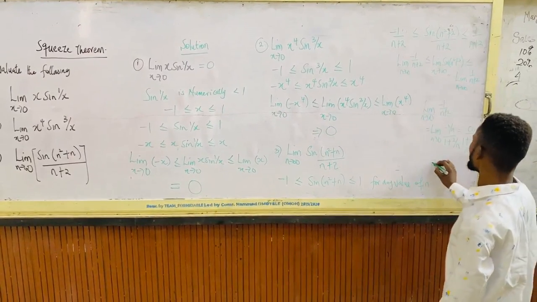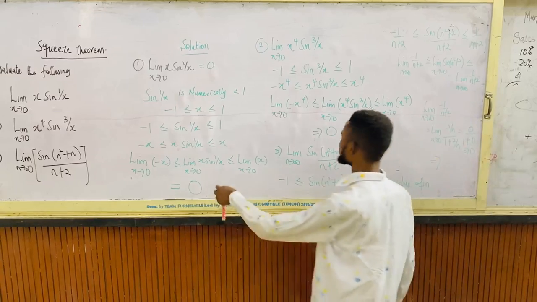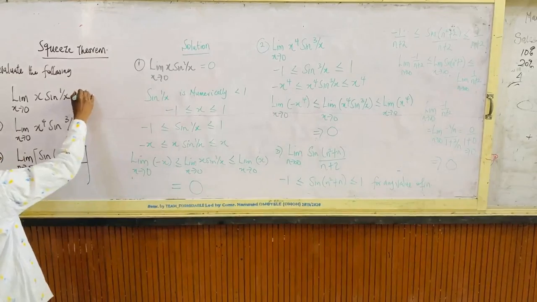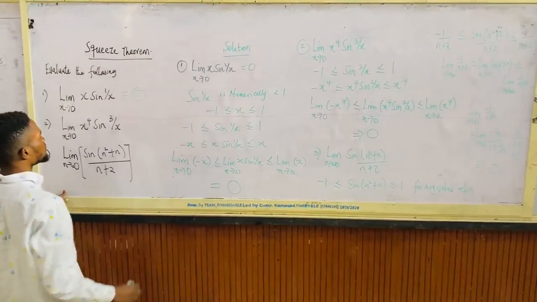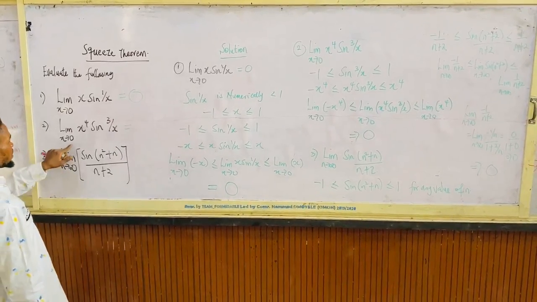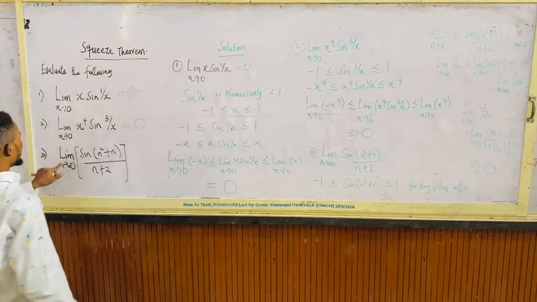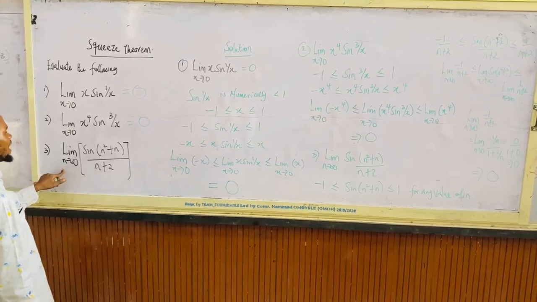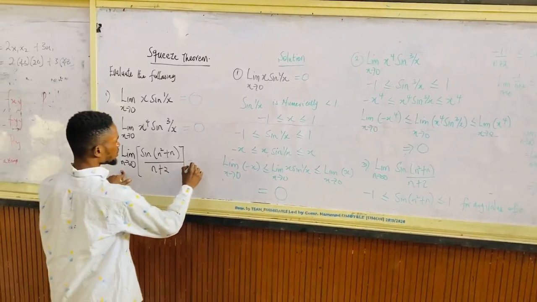That implies that the limit of this function is 0. And the limit of x sine 1 over x as x tends to 0 is 0. The limit of x raised to the power 4 sine 3 over x as x tends to 0 is 0. And the limit of sine of n squared plus n over n plus 2 as n tends to infinity is 0.